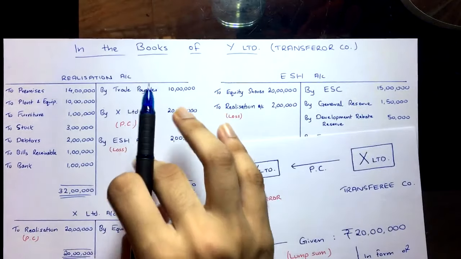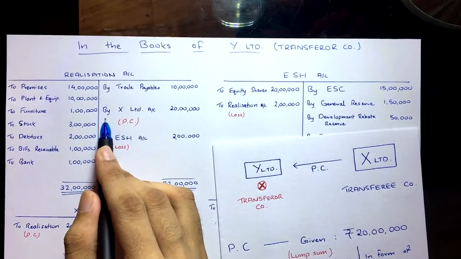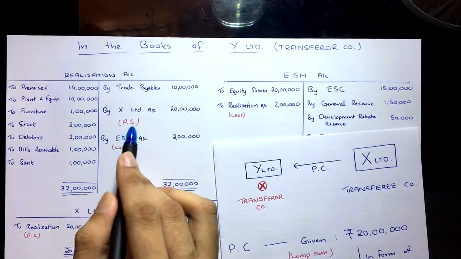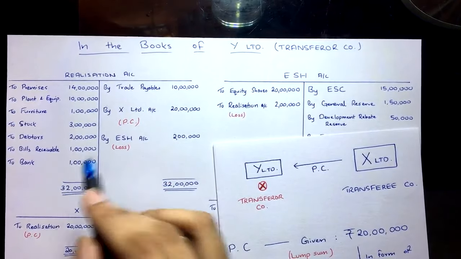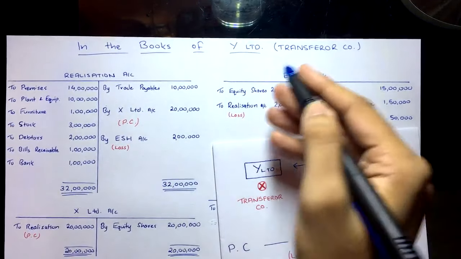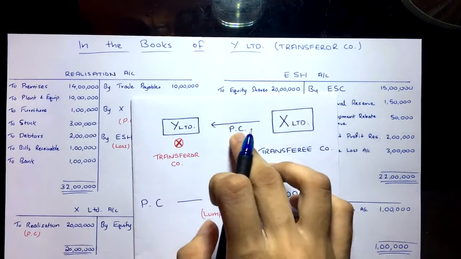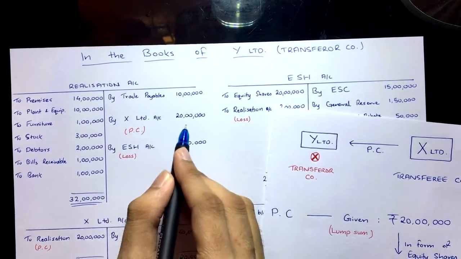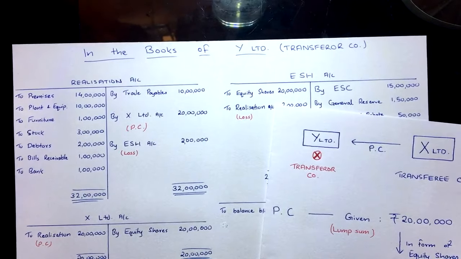We take all the income on the credit side. So purchase consideration is an income. So who is going to pay that income? Yeah, X Limited. We are getting that income from X Limited. We are preparing in the books of Y Limited, so you have to think from the point of view of the transferor. Y Limited is going to get PC from X Limited. So it will come over here, by X Limited account, 20 lakh purchase consideration. Simple.